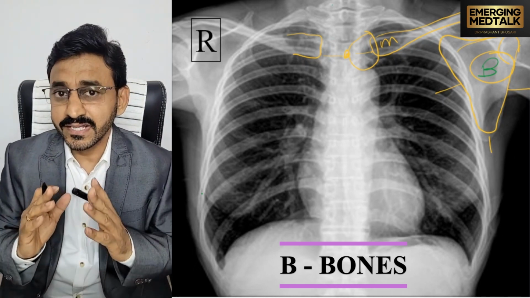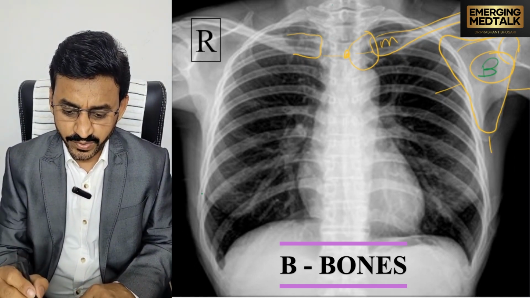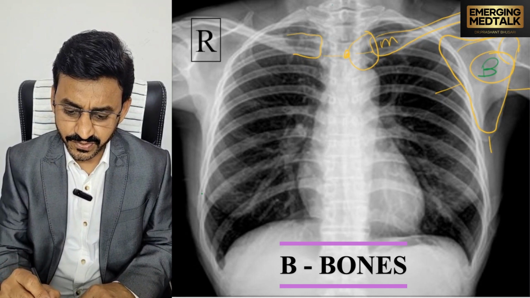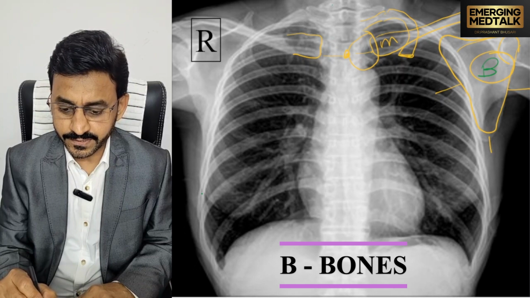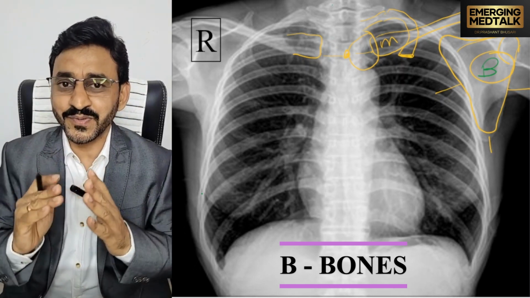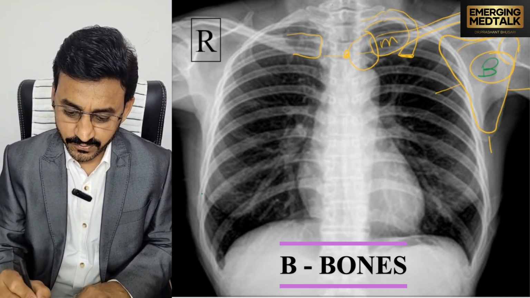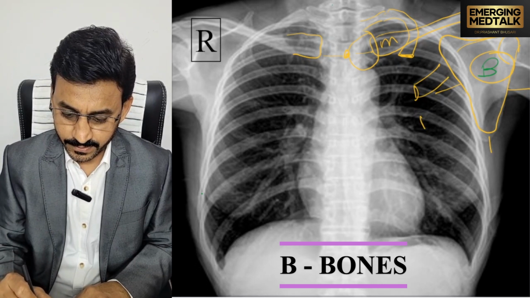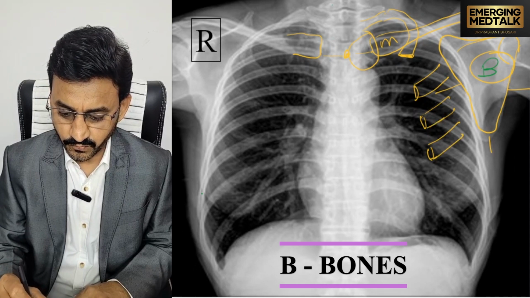Now, very important, counting of ribs, which have anterior ends and posterior ends. We can see very well here the first rib. The point of importance is that the anterior end of the first rib always lies just below the clavicle. So this is the anterior end of the first rib. Here is the anterior end of the second rib, here the anterior end of the third rib, and here the anterior end of the fourth rib.